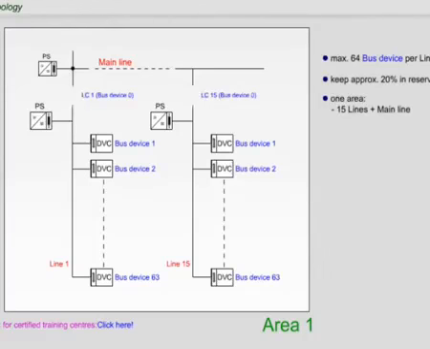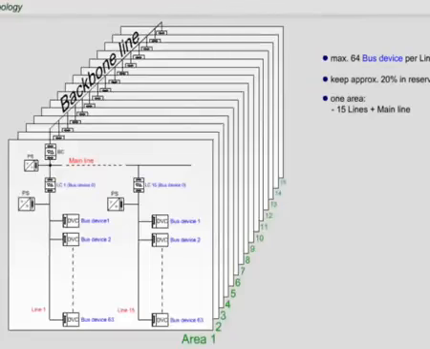Special line couplers connect the secondary line to the main line. For most projects, this expansion level is sufficient, but in larger projects, up to 15 areas can be connected via backbone couplers and backbone lines.